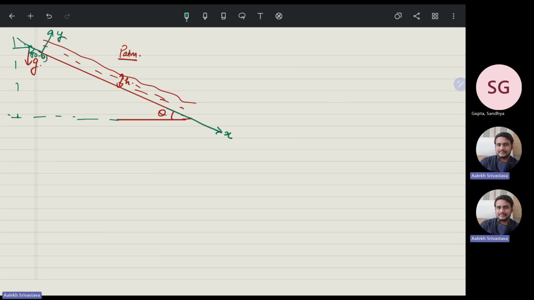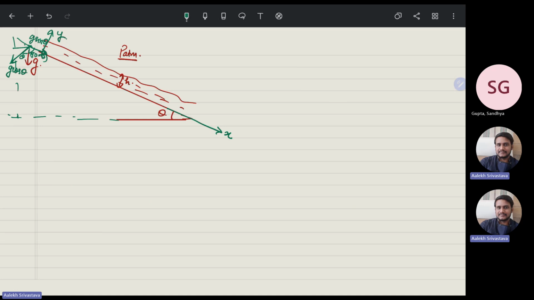Okay. So here it is theta. So it is g cos theta and this is g sin theta. So along the plane we have a g sin theta component and perpendicular to the plane we have a g cos theta component. Now we have resolved the gravity term.